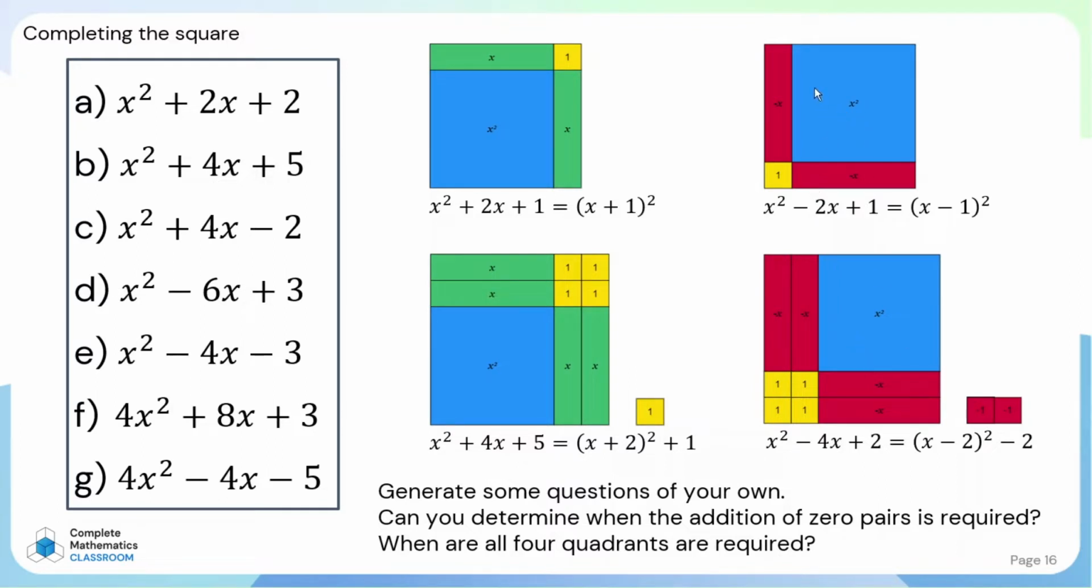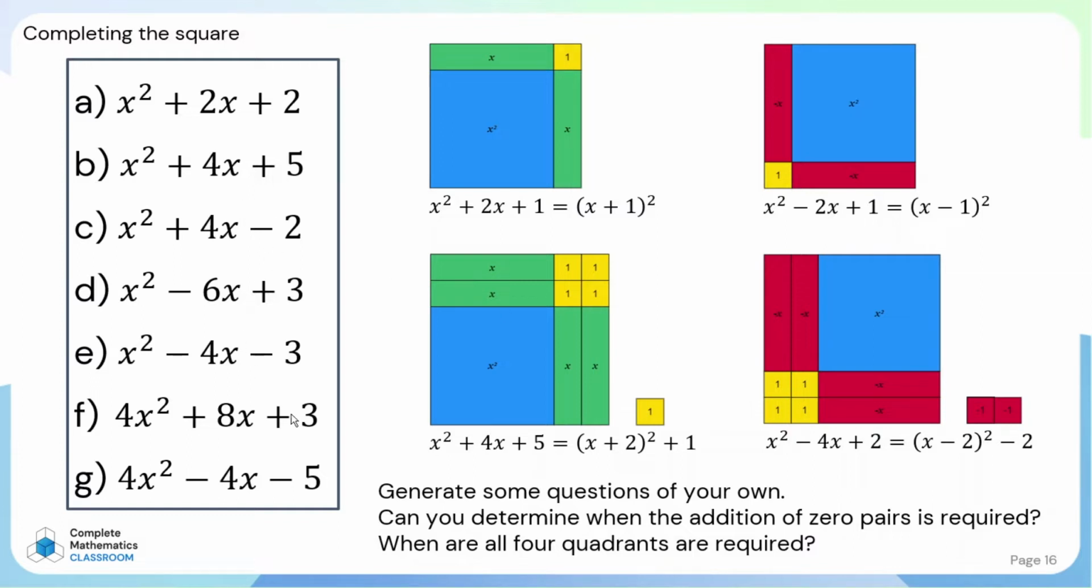Now you can see the careful orientation of the tiles here. I've made sure that the positive tiles always go in the top right or the bottom left, and the negative tiles always go in the top left or the bottom right. And that mimics exactly what you might do if you're modelling, say, multiplication of directed number. If you draw out your axes, your positive products always go in the top right and bottom left, and your negative products always go in the top left and bottom right.